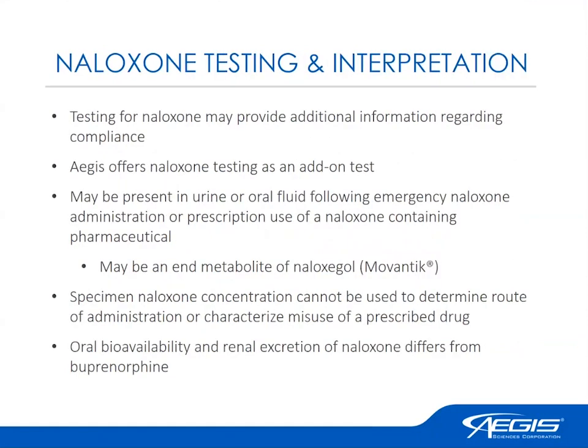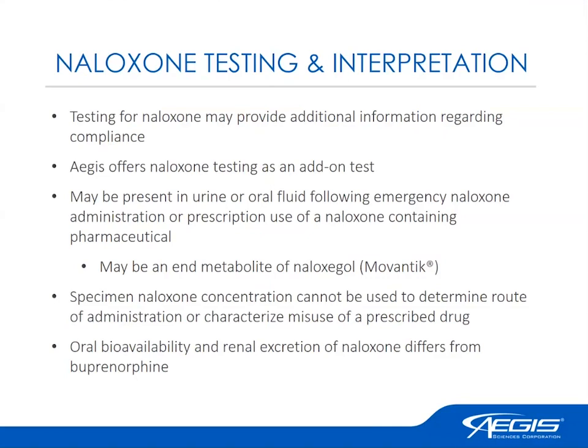Naloxone testing may also help add context to the results. Aegis offers testing for naloxone in urine and oral fluid as an add-on test. It is not included with a profile, or automatically tested with any other drug. So if testing for naloxone is desired, this must be selected separately during the ordering process in order to be tested. Before making a clinical decision based on the absence of naloxone in the specimen, check first to make sure that it was tested if that was the intention.